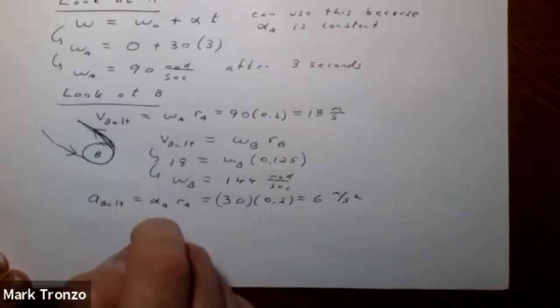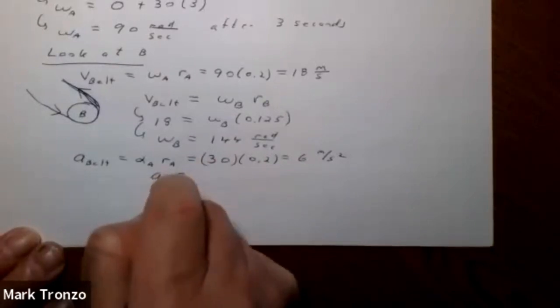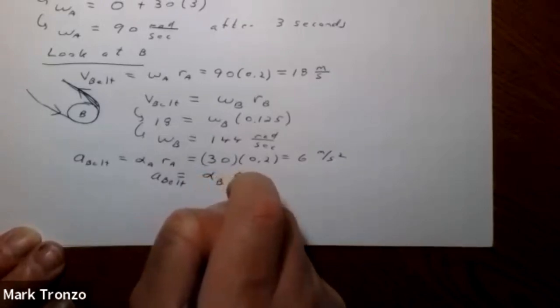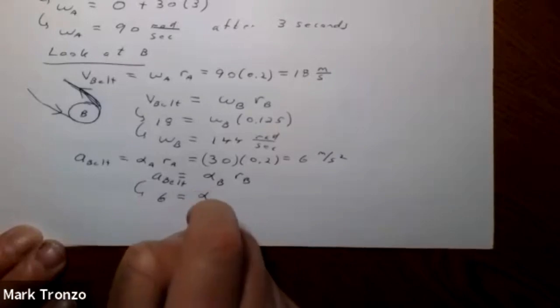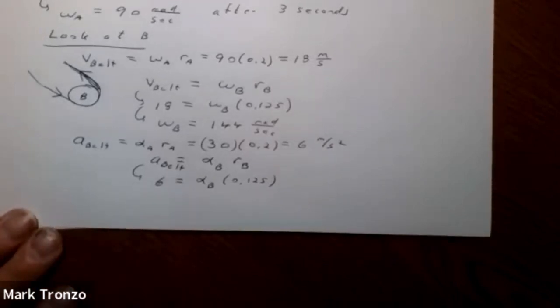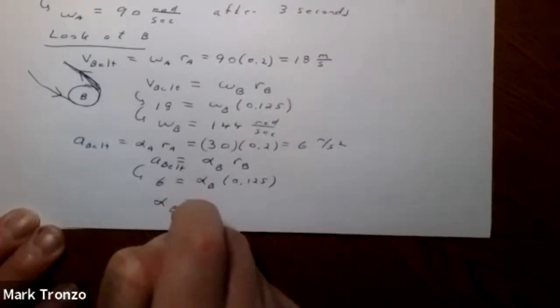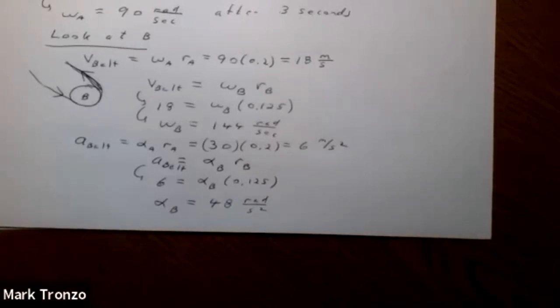And then the acceleration of the belt is going to be equal to alpha B times the radius of B, and that's going to be alpha B times 0.125. And that's 48. Angular acceleration of B is 48 radians per second squared. So now we have everything that we need to know about B. We can just start plugging numbers in.